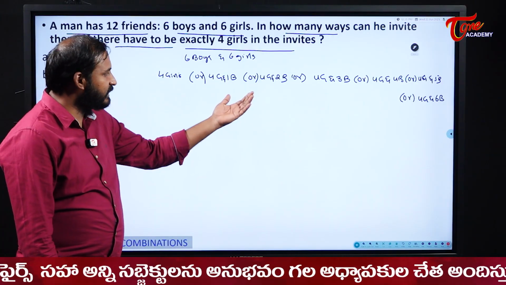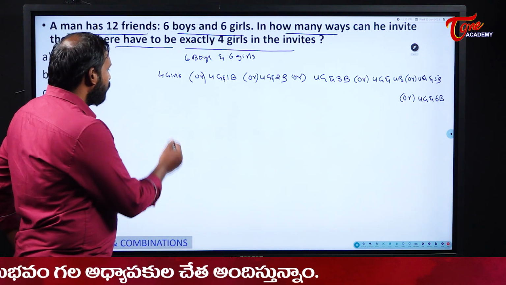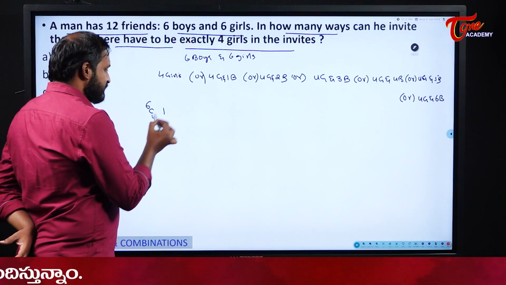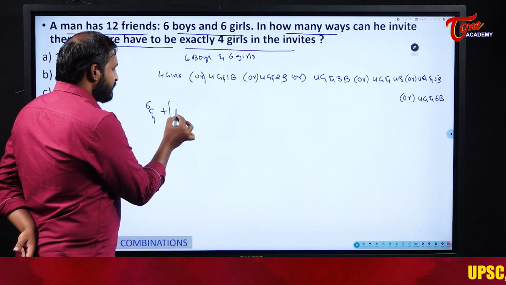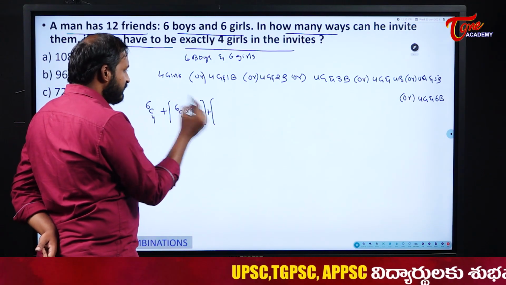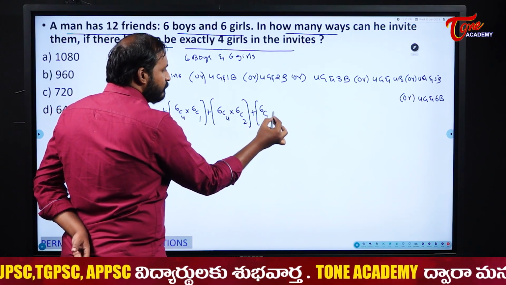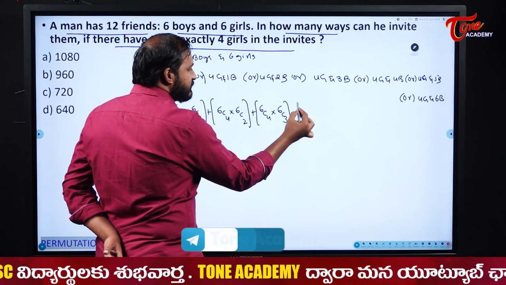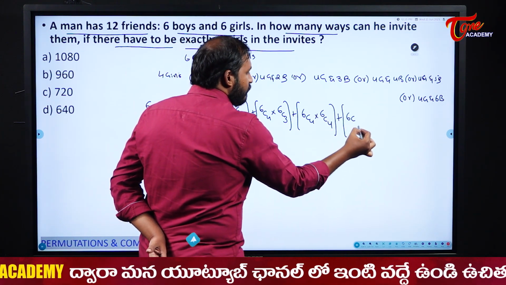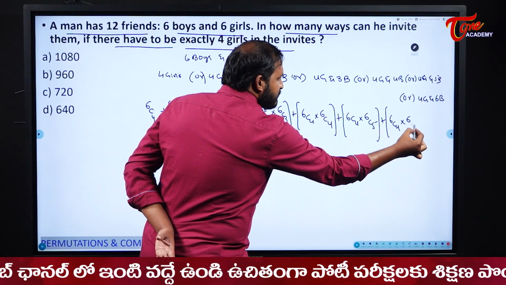So I will take those 4 girls outside, but before taking that outside, we will write it clearly, students. 4 girls means what? Total how many are available for me? 6. So 6C4. Or means plus. Same 6C4 into 1 boy means 6C1, plus 6C4 into 6C2, plus 6C4 into 6C3, plus 6C4 into 6C4, plus 6C4 into 6C5, plus 6C4 into 6C6.